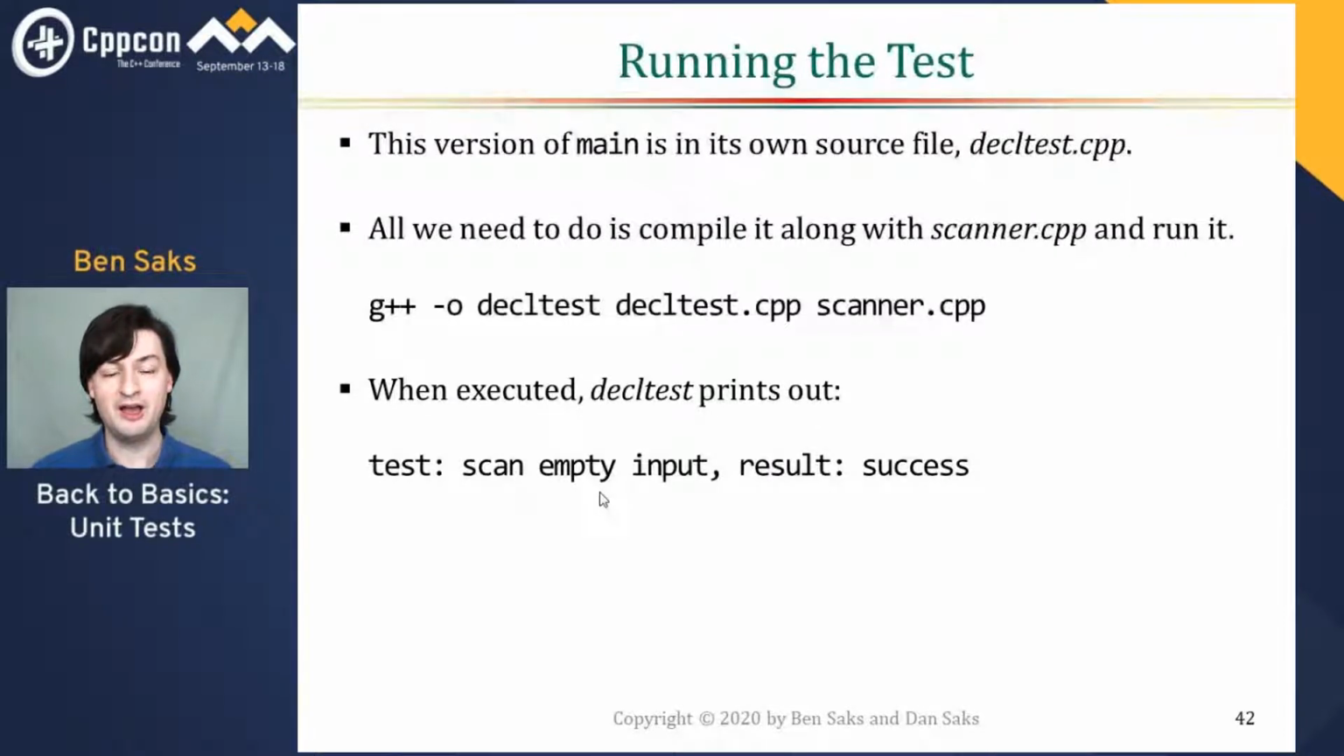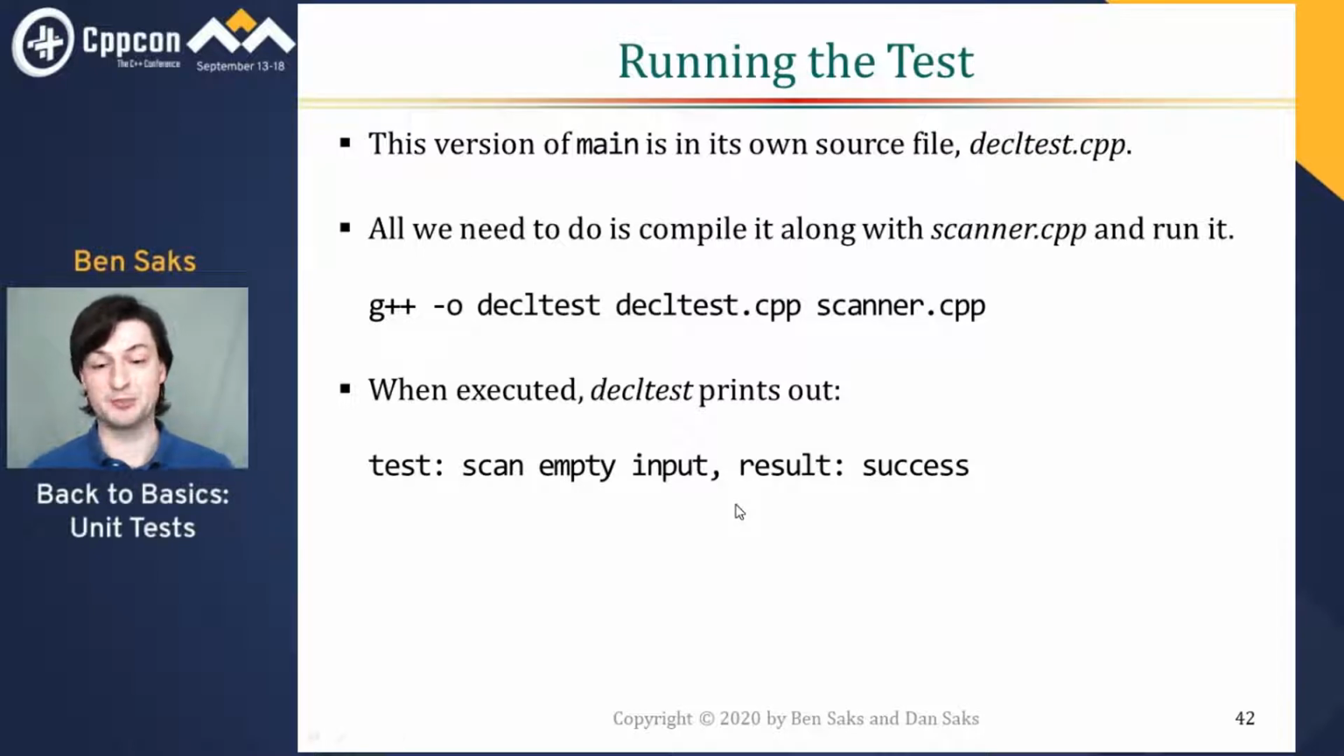All right, so this version of main is in its own source file that I call decltest.cpp. So we compile that with just scanner.cpp. We don't actually need the original decl.cpp at all because it just contained the parser, which we're not using, and the main program, which we're not using. And when we execute this program, indeed decl test prints out, I tried running this test and it succeeded.